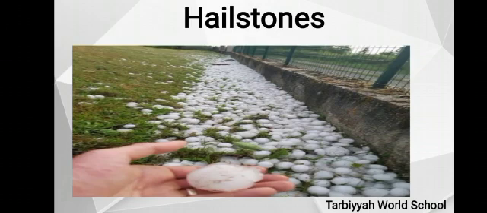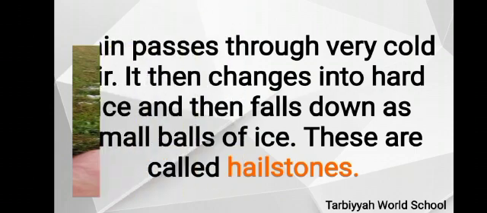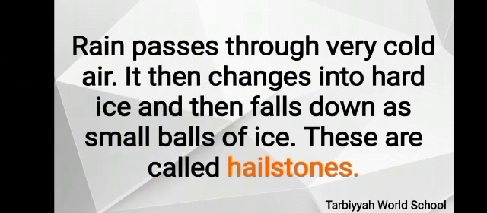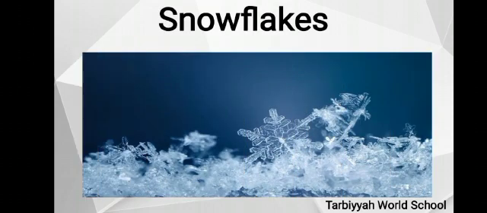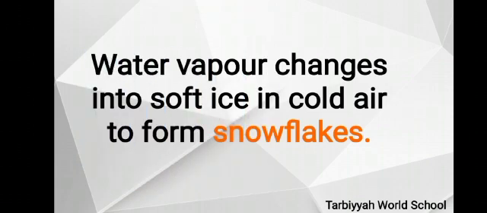Now see, hailstones. Rain passes through very cold air. It then changes into hard ice and falls down as small balls of ice. These are called hailstones. Now see, snowflakes. Sometimes water vapor changes into soft ice in cold air to form snowflakes. These snowflakes fall as snow.